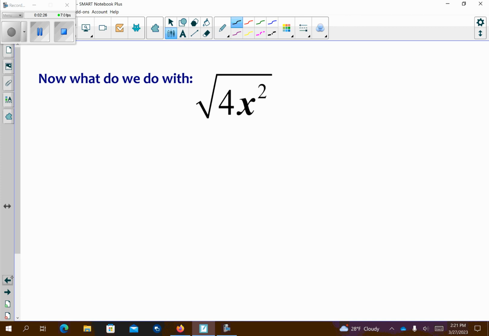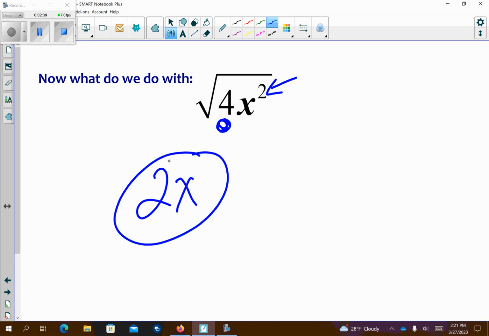All right, let's take a look at this. Well, what's the square root of 4? Yeah, it's 2. And remember, if I take the square root, I'm going to take half the exponent. Half of 2 is 1, so I get x. There's no longer a radical sign.